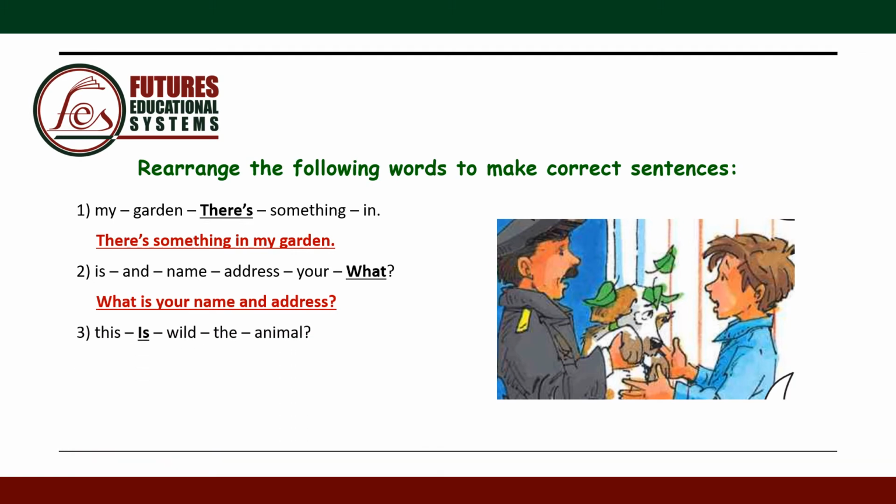Number three, this is wild the animal. Again, this is a question because it ends in a question mark and we're going to start by the underlined word is. Is this the wild animal?